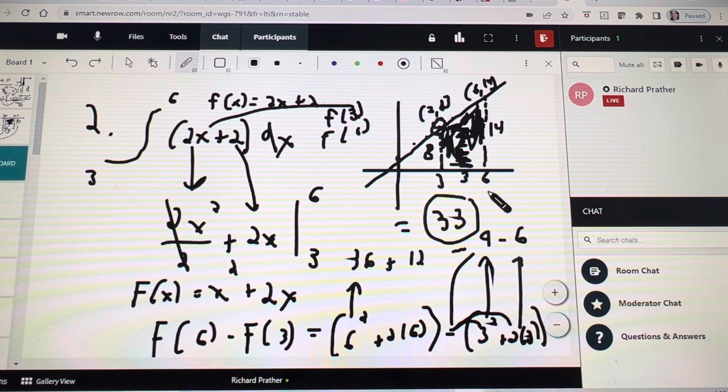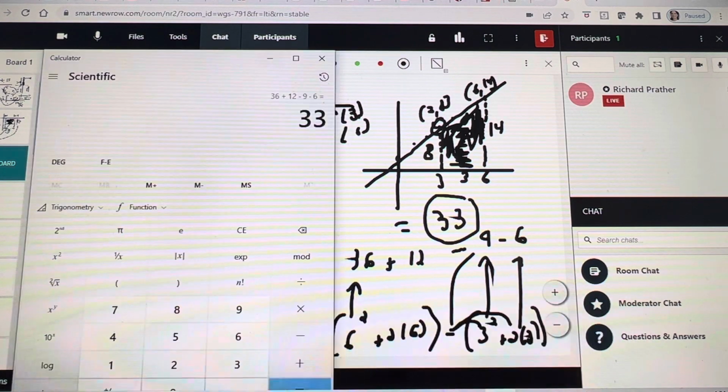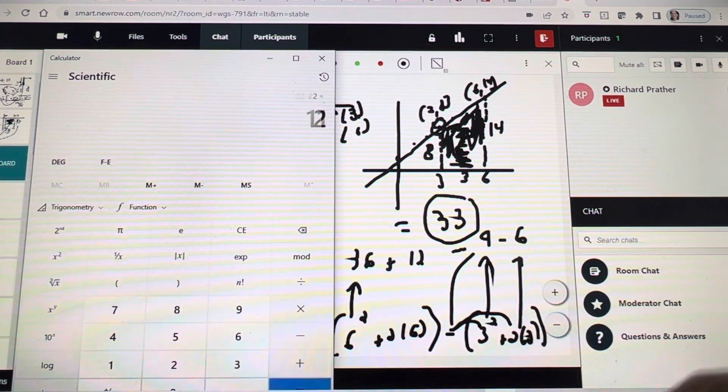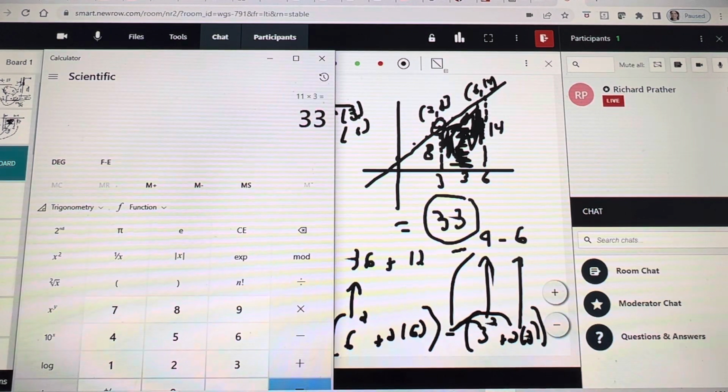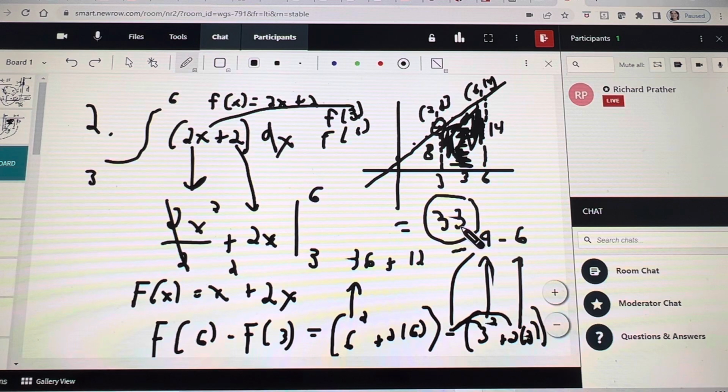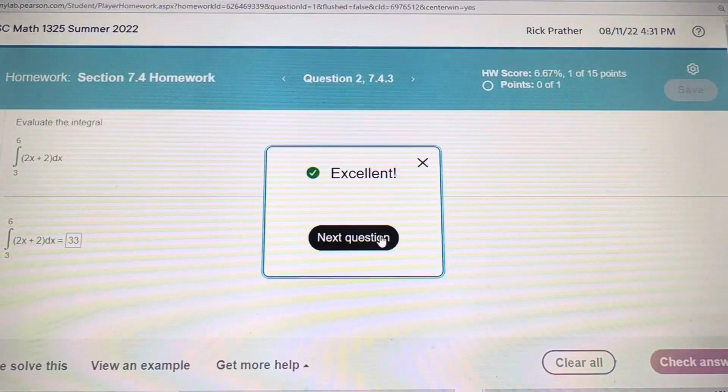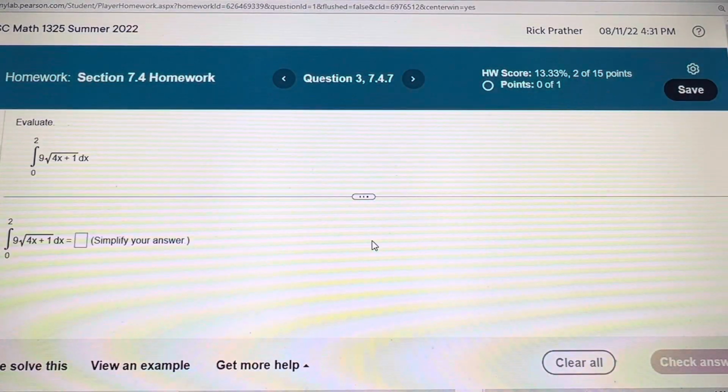And area of a trapezoid is 1/2 base 1 plus base 2 times the height. 1/2 times (8 plus 14) times 3. And you should do the 8 plus 14 first, then cut that in half, and then multiply by 3. And we got the same answer, 33, as we should. So you can even check some of these, like on a test, to make sure they're right.